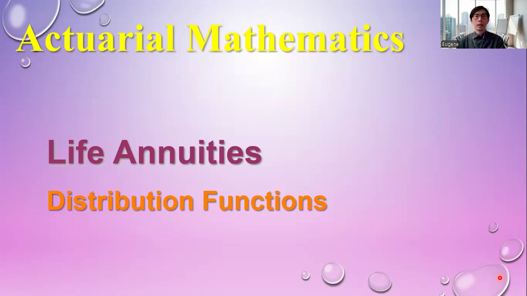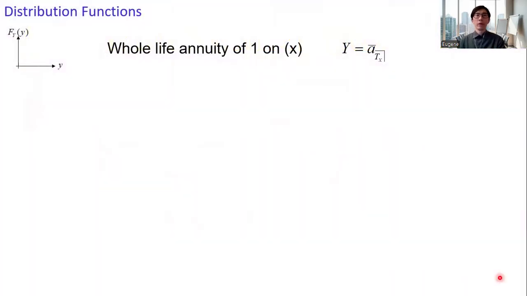Hello everyone. In this video, we will show some distribution functions for the present value of the life annuities. First, consider a whole life continuous annuity. That is Y equals a-bar angle T_x. And we consider two survival models.